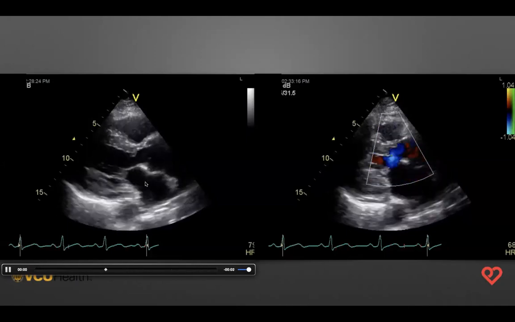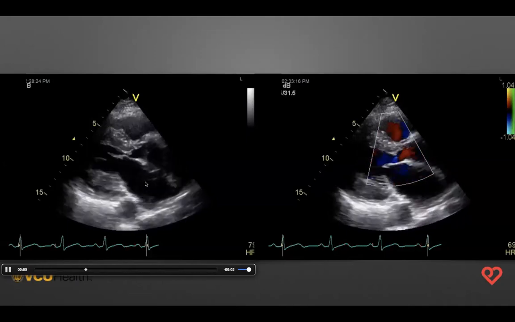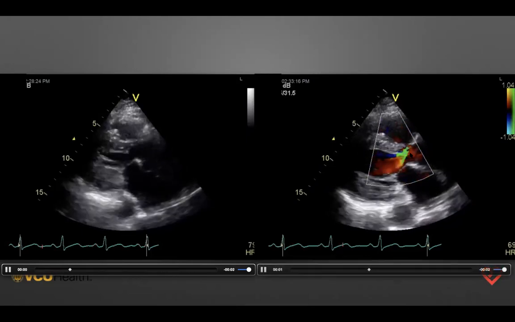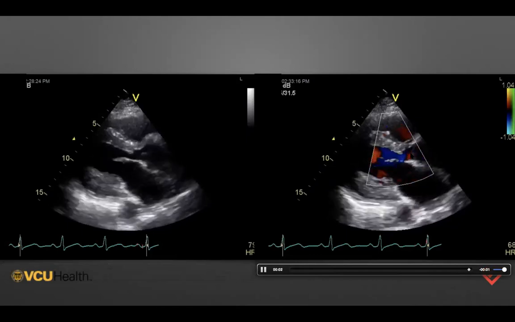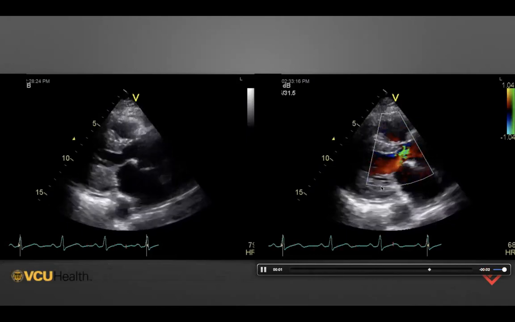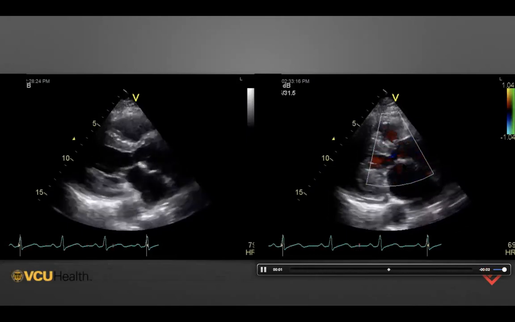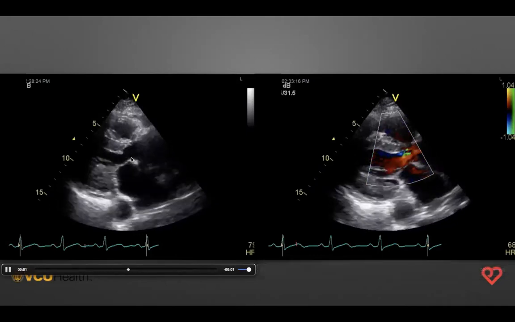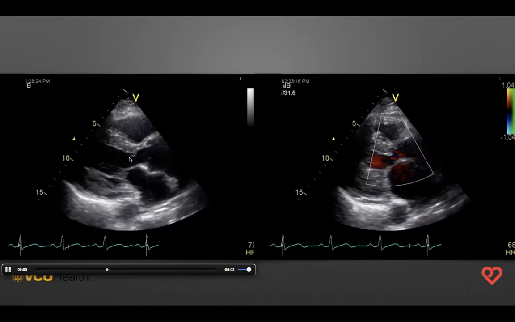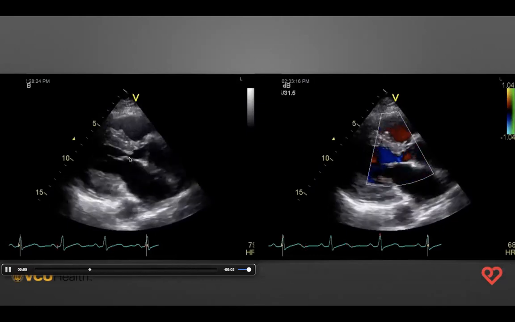What you'll notice is that there's flow acceleration in the LV outflow tract with color flow Doppler. There's a little whiff of AI, normal ventricular function. And once you see where the flow acceleration is, if you bring your eyes back here, you will see a little nubbin or a little ridge.